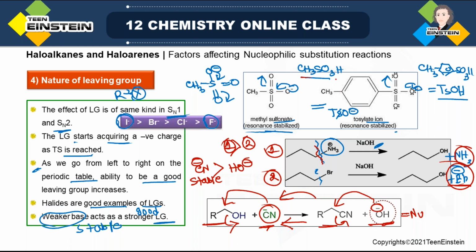Then it may be CH3SO3. So suppose instead of RX, you have RSO3CH3. So this is also an example of a substrate that you can use in nucleophilic substitution reaction. Fine. So the nature of the leaving group, all these points that we have discussed. Is there any doubt?